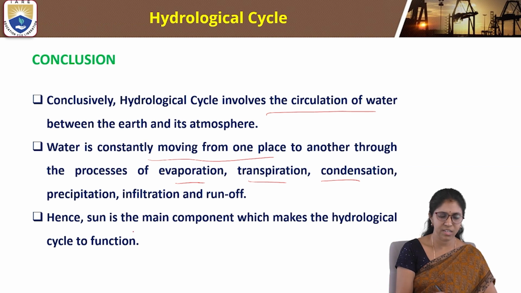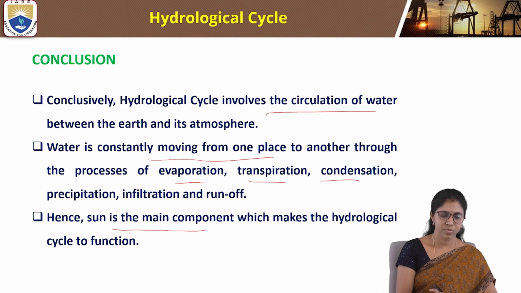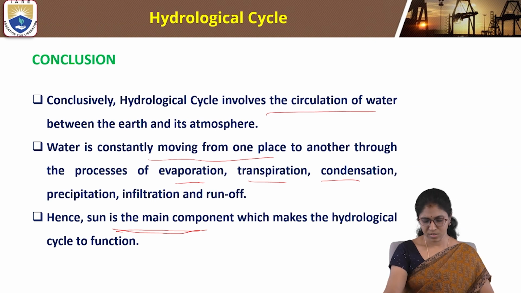Hence the sun is the main component which makes the hydrological cycle function. So this is the conclusion, and this is about the hydrological cycle and the steps involved in it. Importance of the hydrological cycle for human life.